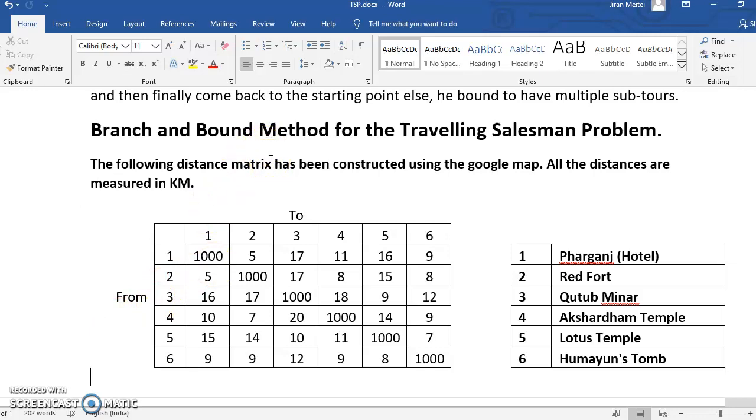Now, the branch and bound method starts with solving this distance matrix as an assignment problem. If the solution of the assignment problem provides us a complete tour, then that solution will also be a solution to the TSP problem. I had already explained how an assignment problem is to be solved using the Excel Solver.